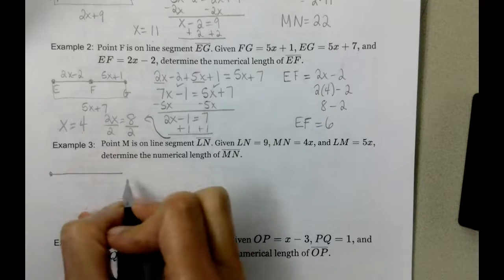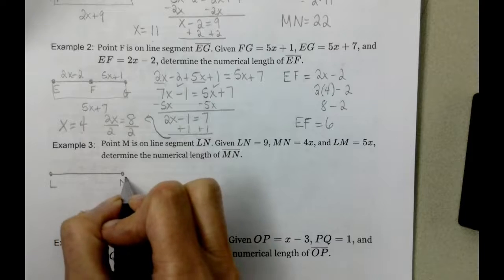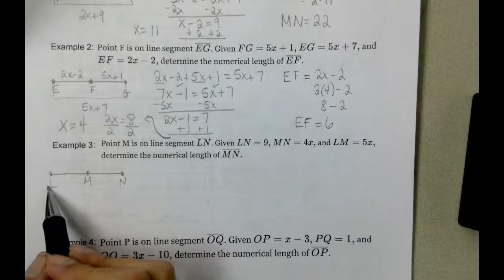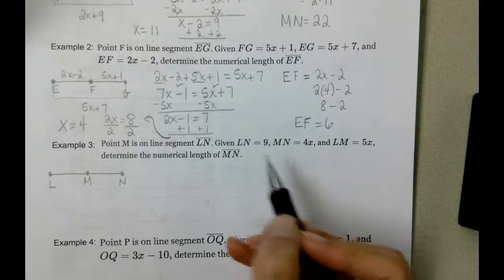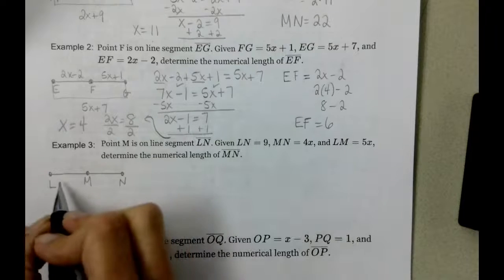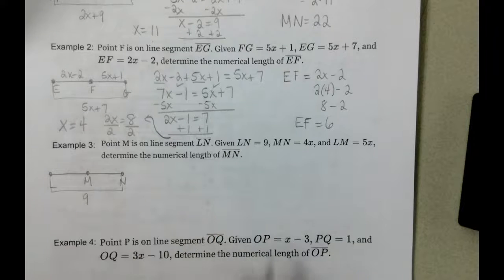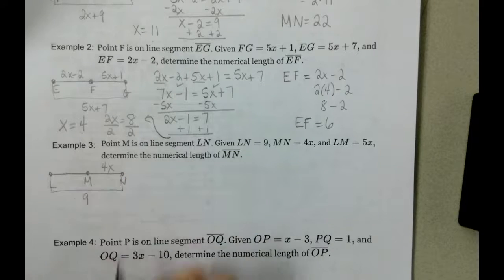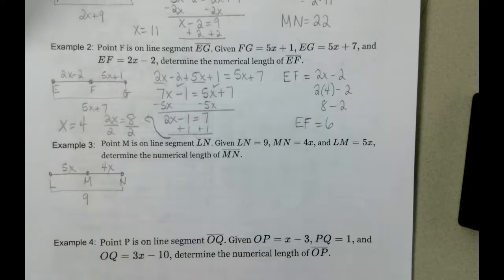My picture, if you've been watching these videos, tends to look remarkably similar with different labels. So our segment LN, and then I put point M on there, and then let's fill in what else we know. LN, which is the entire length of the segment, is 9. MN is 4x. LM is 5x, and we're going to use segment addition.